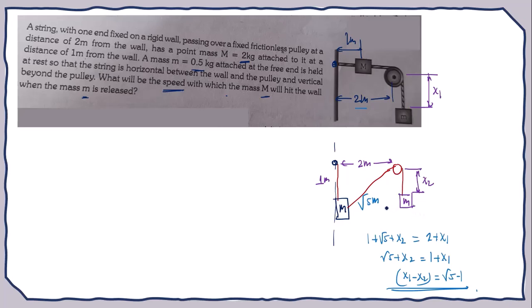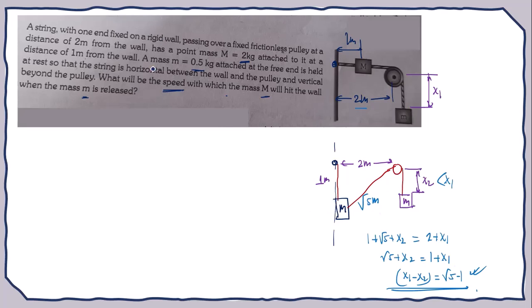So x1 minus x2 is root 5 minus 1. So it is being released. So x2 is less than x1. So that means the small m is raised by this much distance. Okay. And capital M is dropped by that much distance.